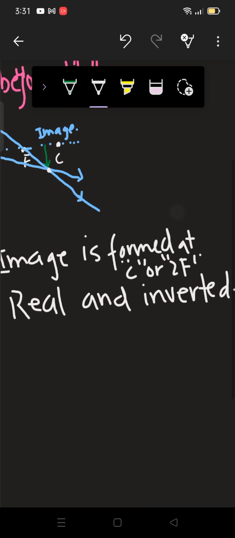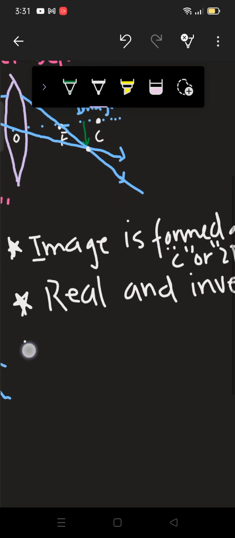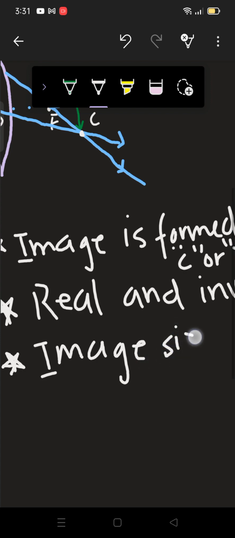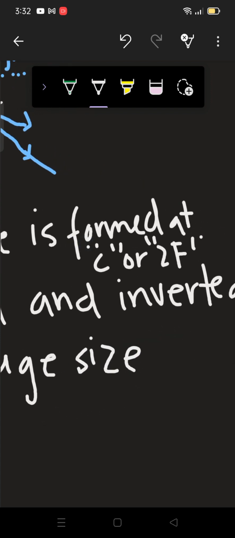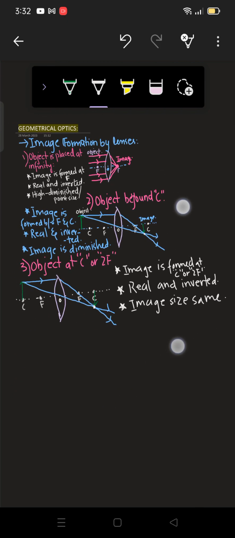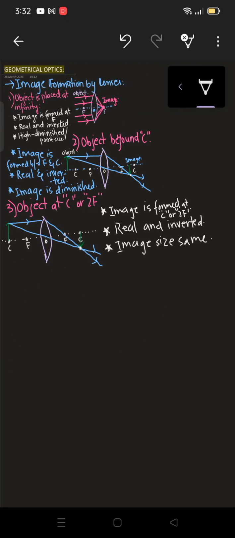Inverted. Alright, third, the image size would be the same as the object size. So the image size is same. Alright, so now we are going with our next rule.